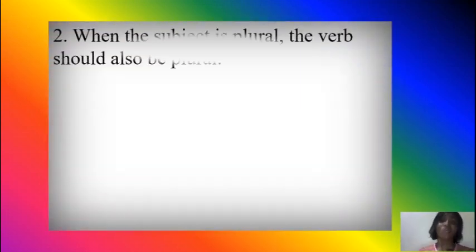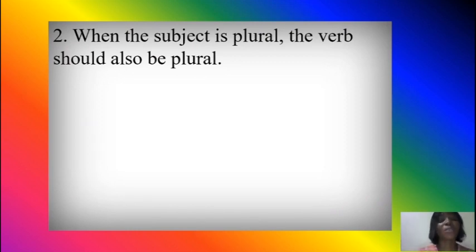Okay, now let's go over to rule number 2. Rule number 2 states that when the subject is plural, then automatically your verb should also be what? Plural. You shouldn't have a plural subject and a singular verb. You shouldn't have something like this: The boys likes eating. No, the boys likes eating is wrong because likes is what? A singular verb. The boys is what? A plural subject.